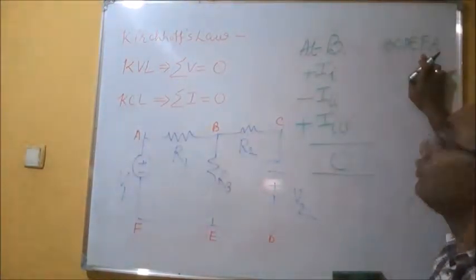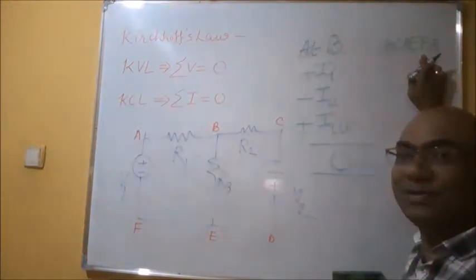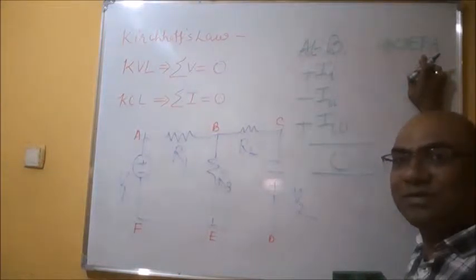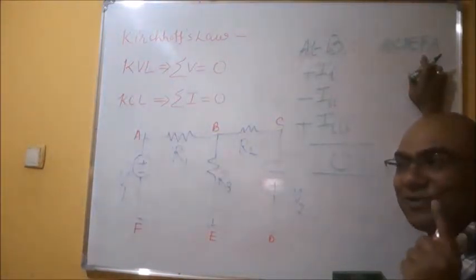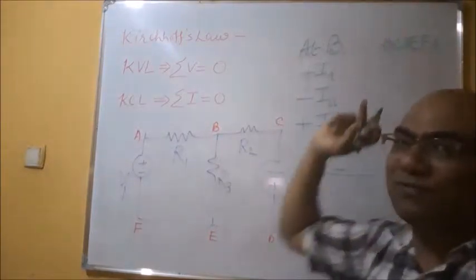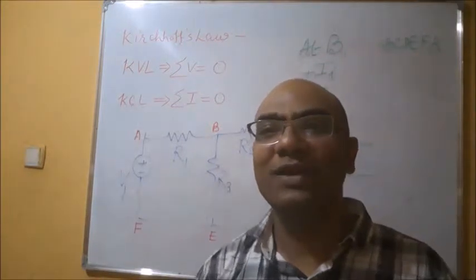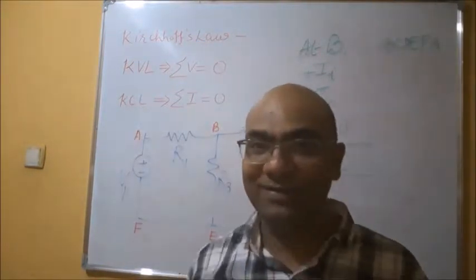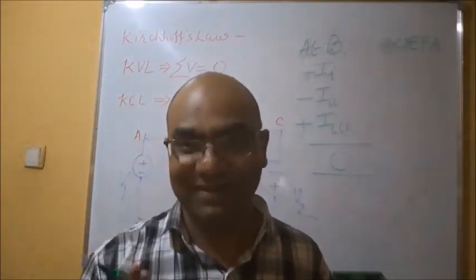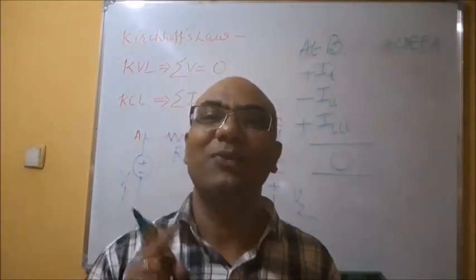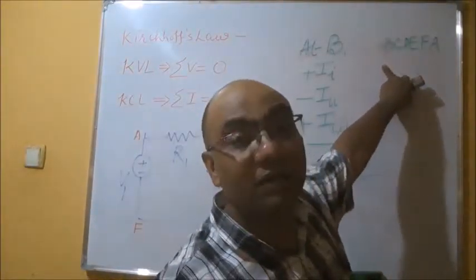We cannot stop at F. If we stop at F, we are not closing the path. So the process is, for your better understanding, you always start from a point, move, and finally reach the starting point. Then you can say that your loop is a closed path or mesh is a closed path. Is it okay?